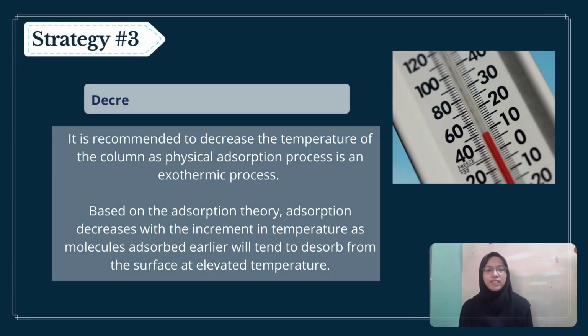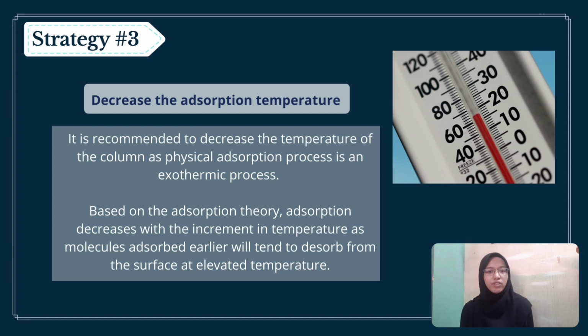And third, decrease the adsorption temperature. It is recommended to decrease the temperature of the column as physical adsorption is an exothermic process. Based on the adsorption theory, adsorption decreases with the increment in temperature as molecules adsorbed earlier will tend to dissolve from the surface at elevated temperature. Hence, decreasing the temperature is suggested to increase the adsorption rate, but lowering the temperature until it reaches below 10 degrees Celsius should be avoided as negative impacts of low temperatures will occur.